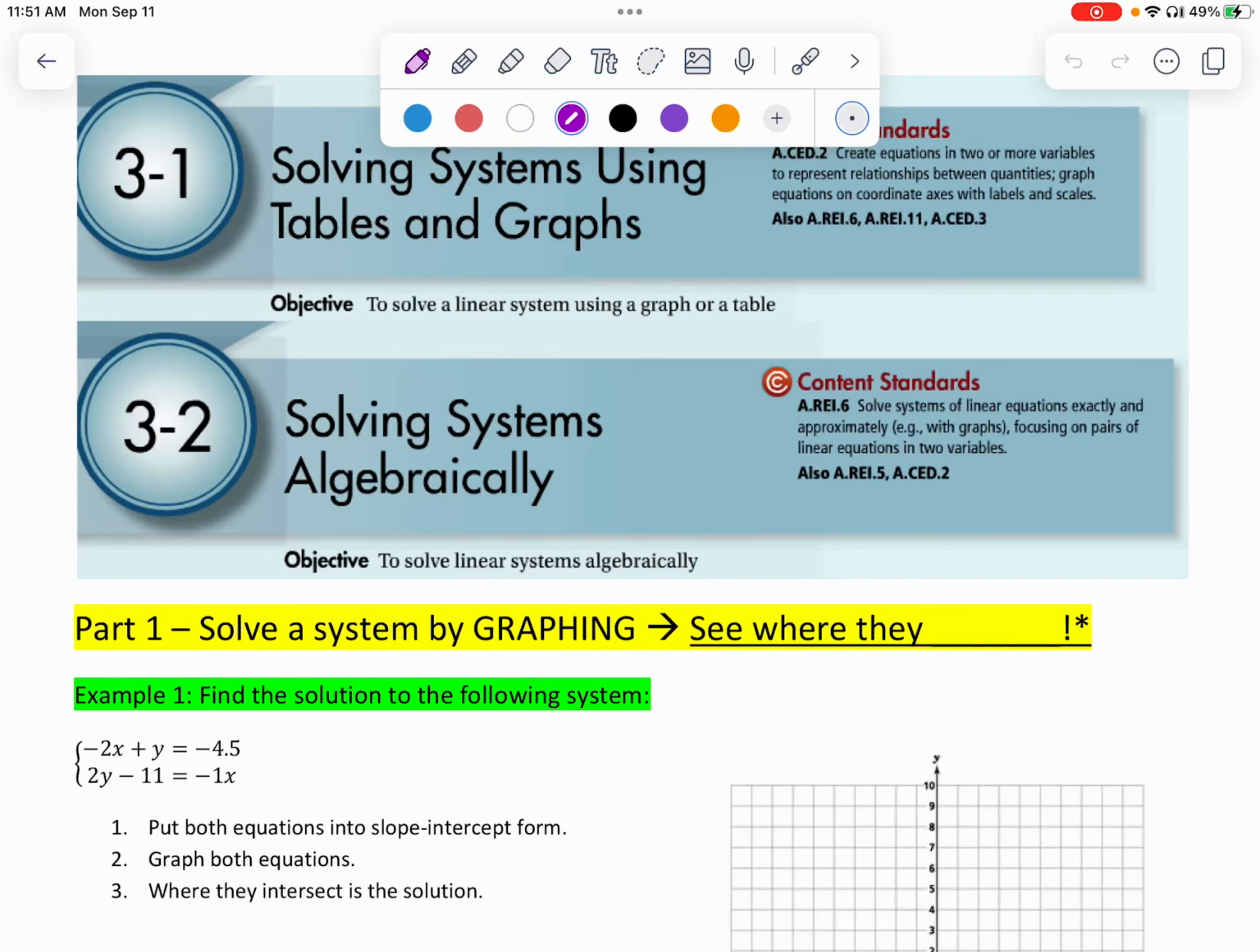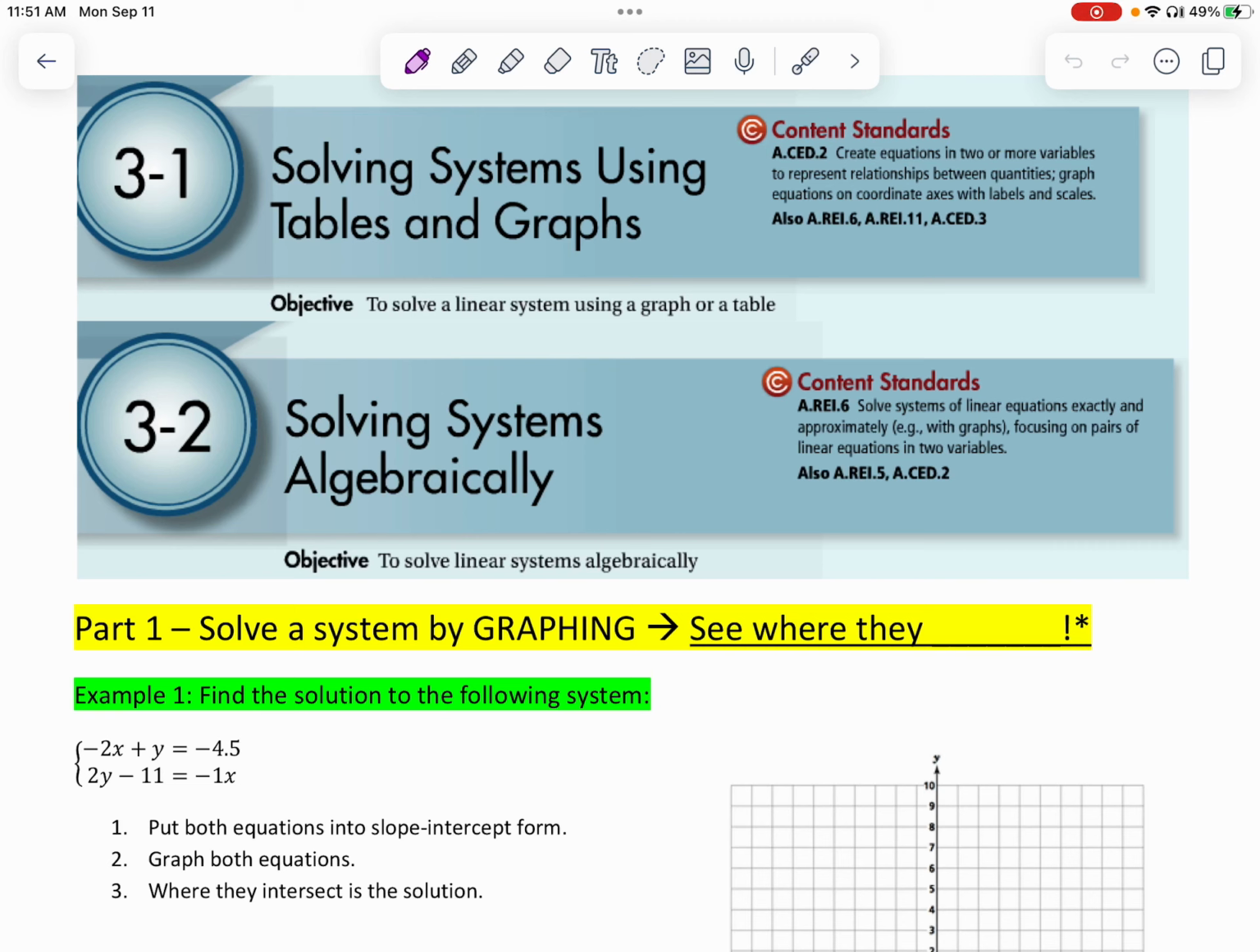Hey everybody, I'm excited to start a new unit with you. We are moving into Chapter 3. Chapter 3 is going to be about systems, systems of equations, systems of equalities, and finding where those systems have solutions and what those solutions are.